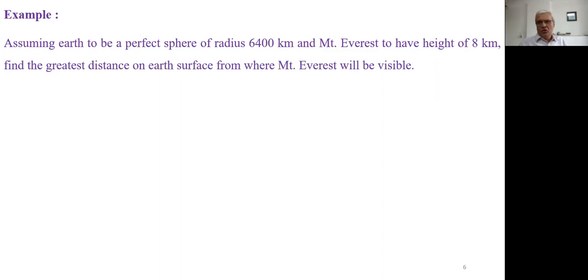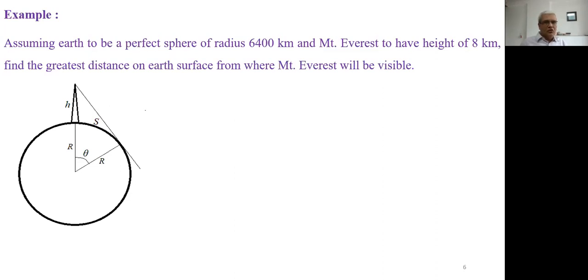Of course, as you go further and further away, slowly you start losing sight of the base, but you will still be able to see the tip of the mountain. And then, of course, the farthest point from where the tip is visible, that's what we want to find. All right, so that's the diagram.